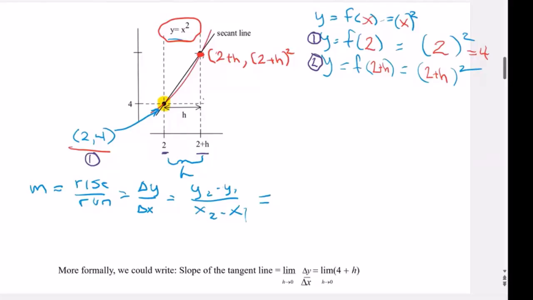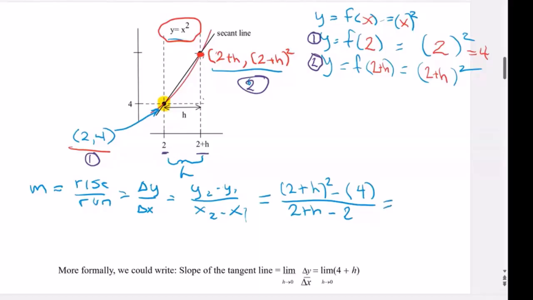And I already know my point at 1. So this is my point at 2. So I'm going to call that point 2, that point 1, and I'm going to plug in my values. I get 2 plus h quantity squared minus, so that's y2 minus y1 divided by x2 minus x1. Okay, we might be getting somewhere.